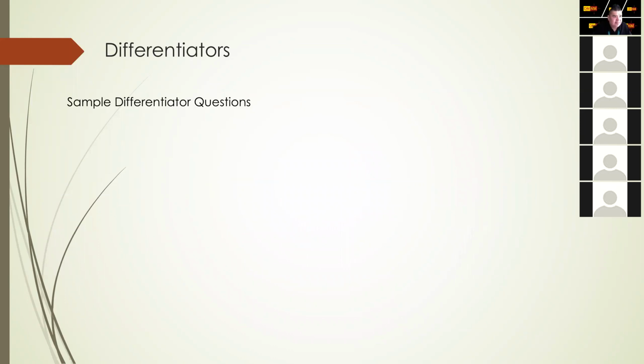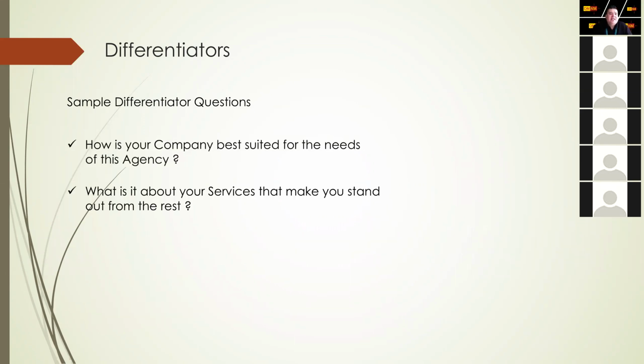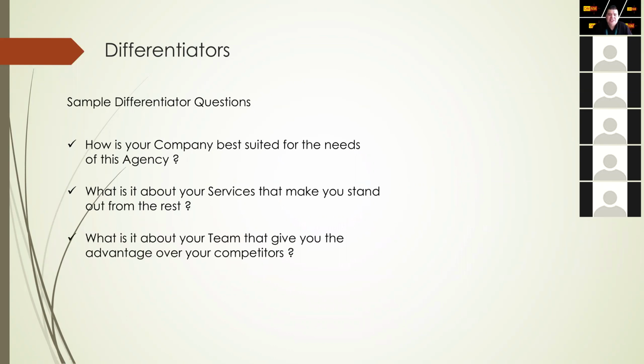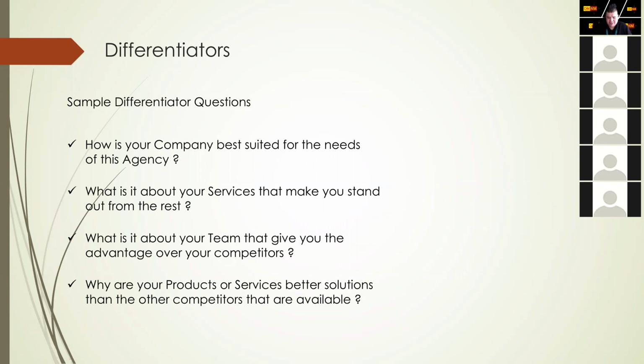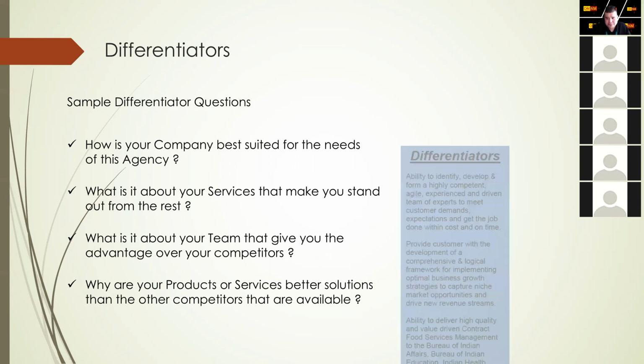Next and last, most important, are our differentiators. There are 4 different sample questions that each of us should be able to answer and place on our qualification statements. How is your company best suited for the needs of this agency? What is it about your services that make you stand out from the rest? What is it about your team that gives you the advantage over your competitors? And why are your products or services better solutions than the other competitors that are available?